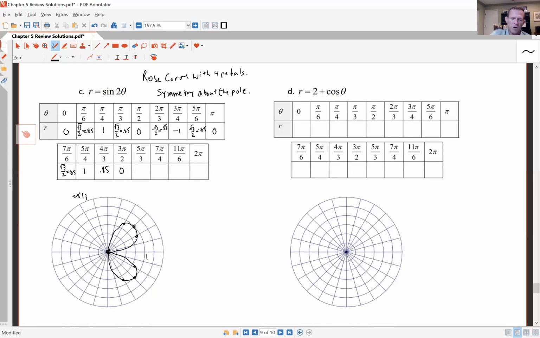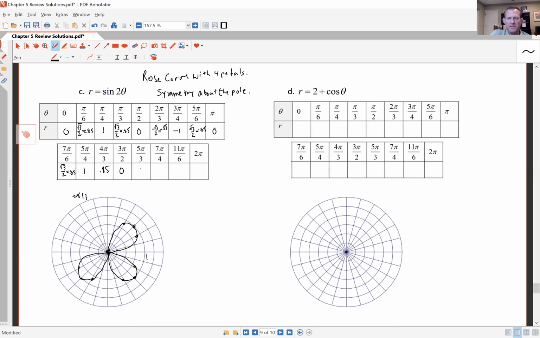Okay, so now we're in quadrant 4, if you will, and we're at 7 pi over 6 became 0.85. 5 pi over 4 became 1. 4 pi over 3 became 0.85, and then back to 0. So we should be able to see where this is going.